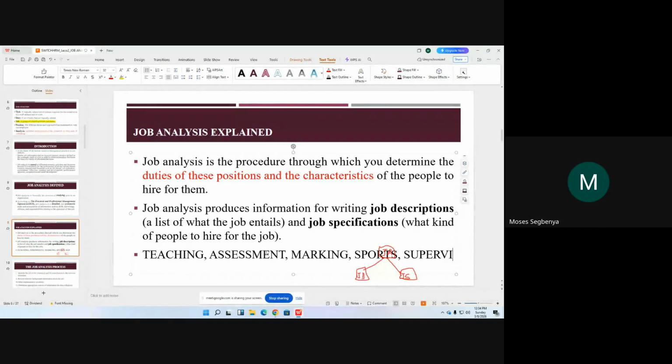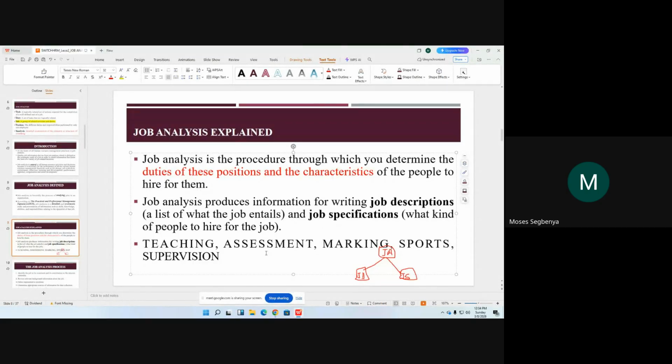Okay, so supervision. So if you are writing a letter to somebody whom you have appointed as a teacher, you need to specify. Or if you are giving conditions of work to a teacher, you need to spell out what he needs to be doing as a teacher. So in advertising the position of a class teacher, you need to show in your job description that you will be doing A, B, C, D in your position as a teacher. If you don't do this, it means your job analysis is not properly done.